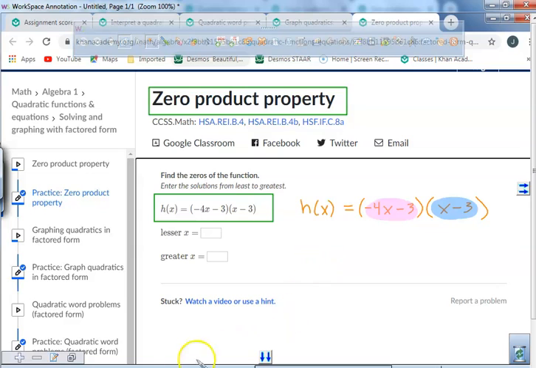So if you would please, in your journal, could you set up negative 4x minus 3 and set it equal to 0, just like that. And for the blue binomial over here, could you put x minus 3 equals 0, just like that? Just write it in your journal. Set them equal to 0.